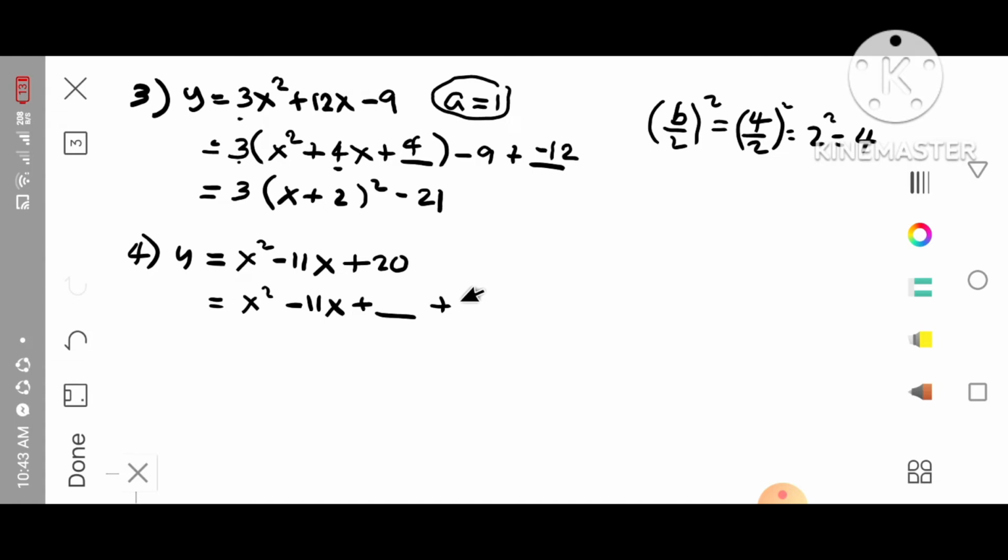Okay, plus 20 and then another blank. Okay, so since our b is negative 11, again using the formula, we have 11 over 2 quantity squared. So since it's not divisible by 2, we have no choice but to square both the numerator and the denominator, no? 11 squared is 121 and 2 squared is equal to 4. So we add 121 over 4 and then add negative 121 over 4 to offset, no, what we added.